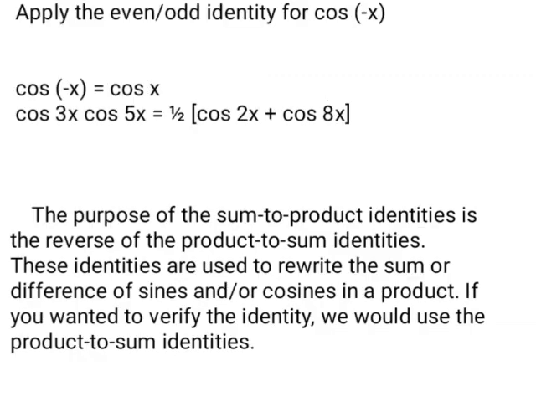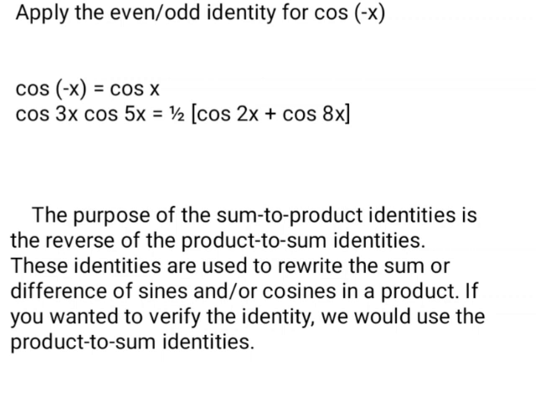Then apply the even or odd identity for cosine of the quantity negative x. Cosine of negative x is equal to cosine x. Cosine 3x cosine 5x is equal to 1/2 the quantity cosine 2x plus cosine 8x.